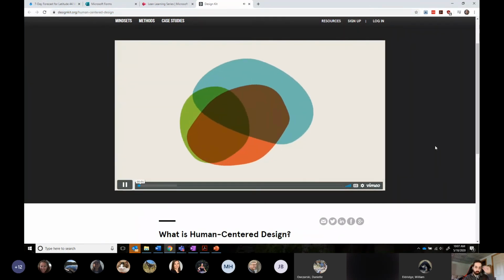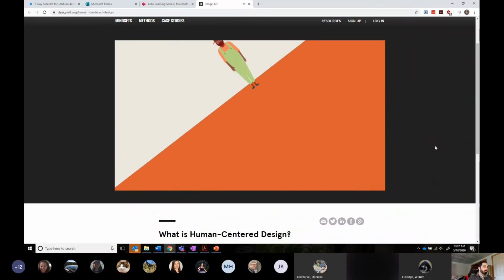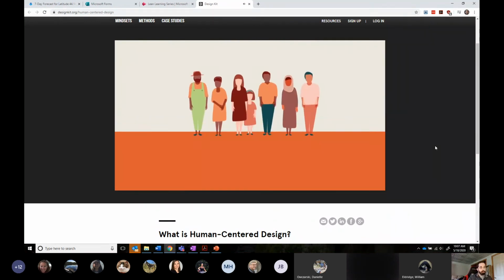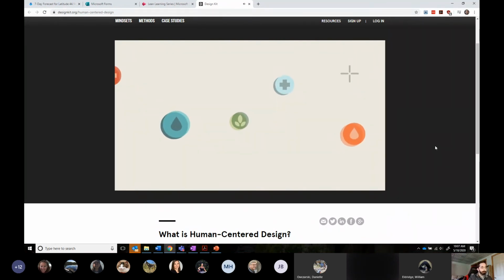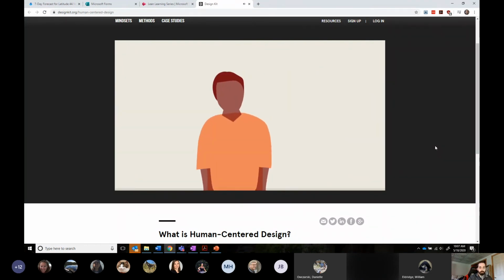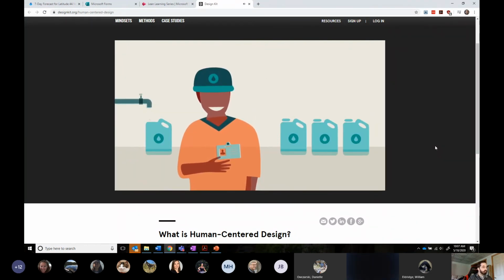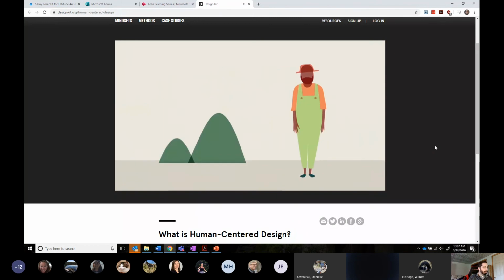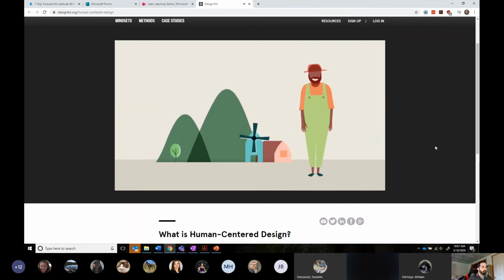Human-centered design is a creative approach to problem solving, one that starts with people and ends with innovative solutions tailored to meet their needs. When you understand the people you're trying to reach and then design from their perspective, not only will you arrive at unexpected answers, but you'll come up with ideas that they'll embrace.